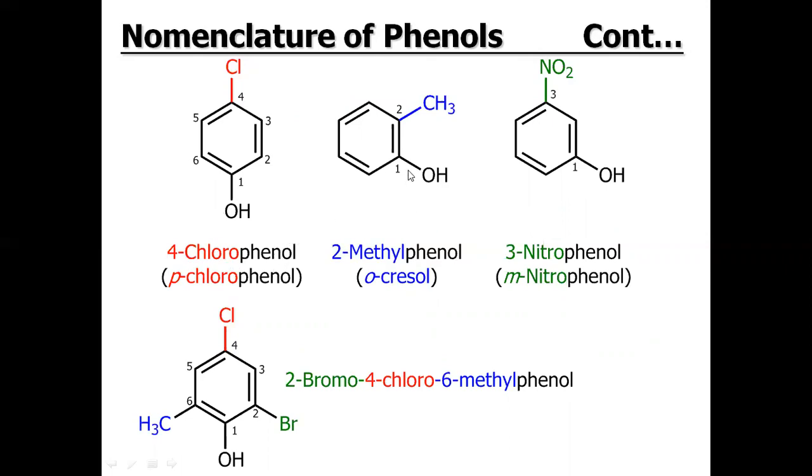Similarly, if we have a methyl group next to the hydroxyl group, which is also known as the ortho position, the name will be 2-methylphenol. In another example, when you have the nitro group at position number 3 with respect to the hydroxyl group, it will be named as 3-nitrophenol.